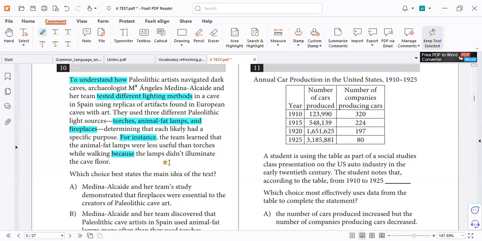Here again, comparison helps you to understand words if you don't know them. So be careful.